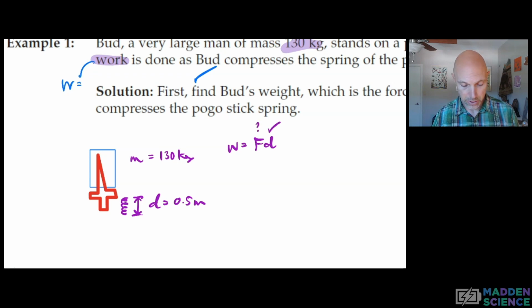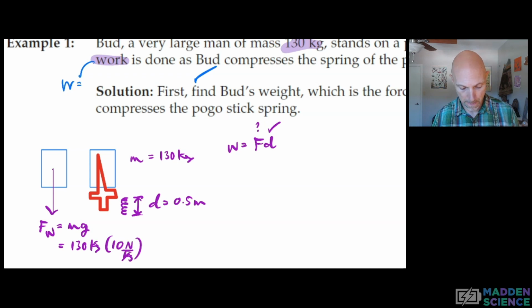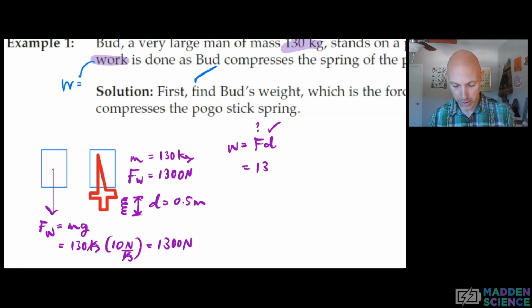So the force down, if we were to just take, say for instance, Bud himself, we know that his weight will be his mass times gravity, or 130 kgs times 10 newtons per kilogram. Should be 1,300 newtons. Right. So I'm going to just put that in there, that the force of his weight, or the force of Bud, is 1,300 newtons. So we do this math, we get 1,300 newtons times 0.5 meters.